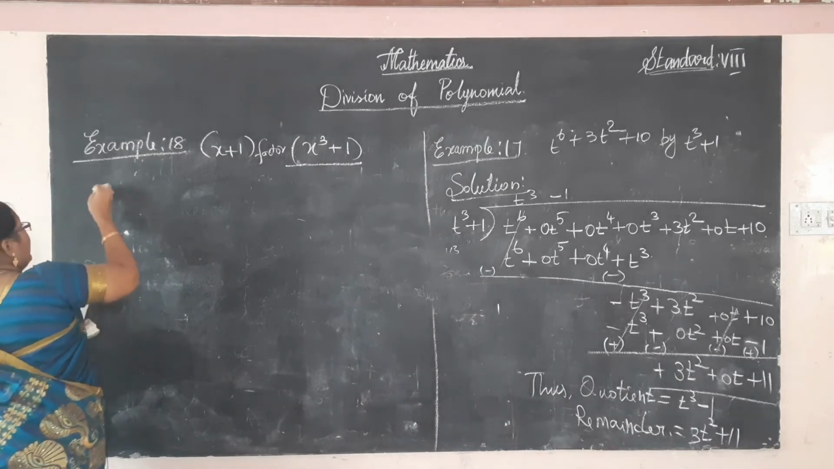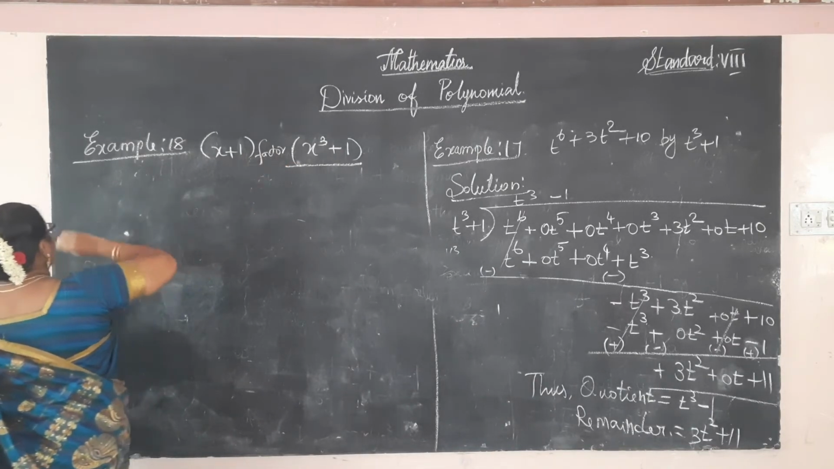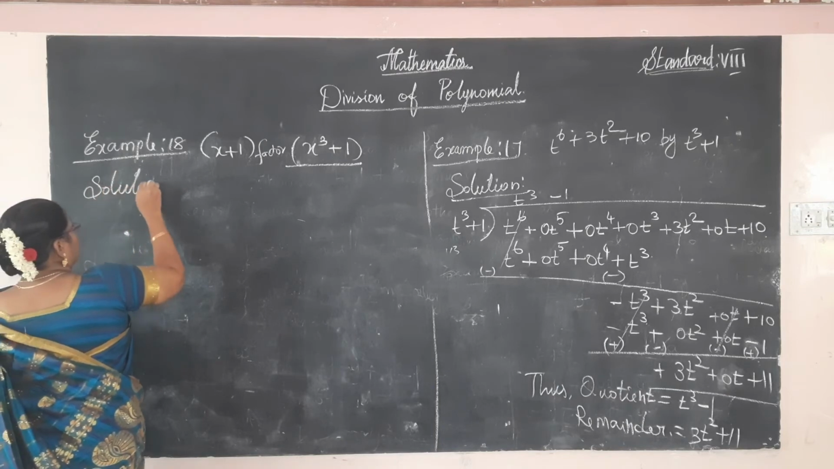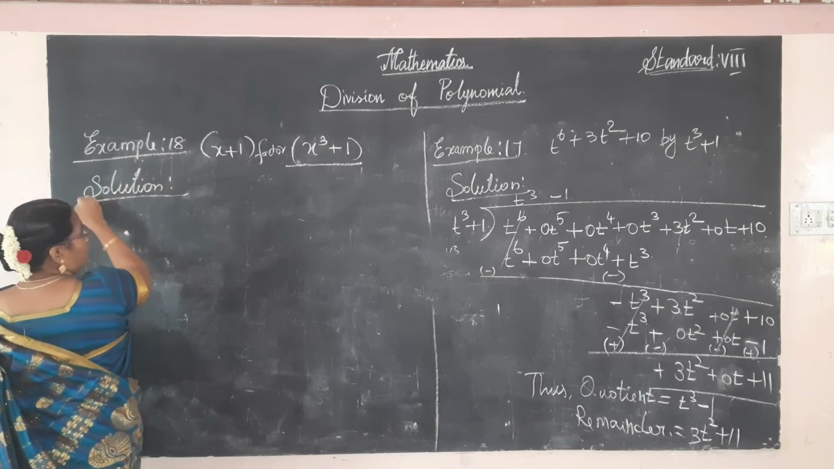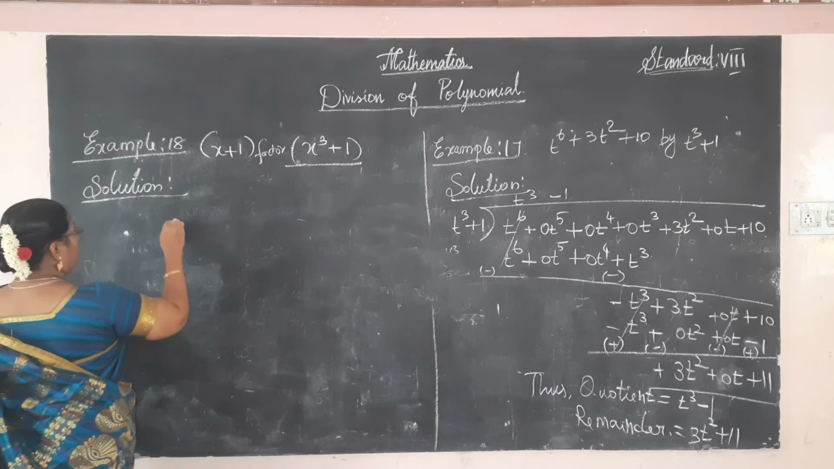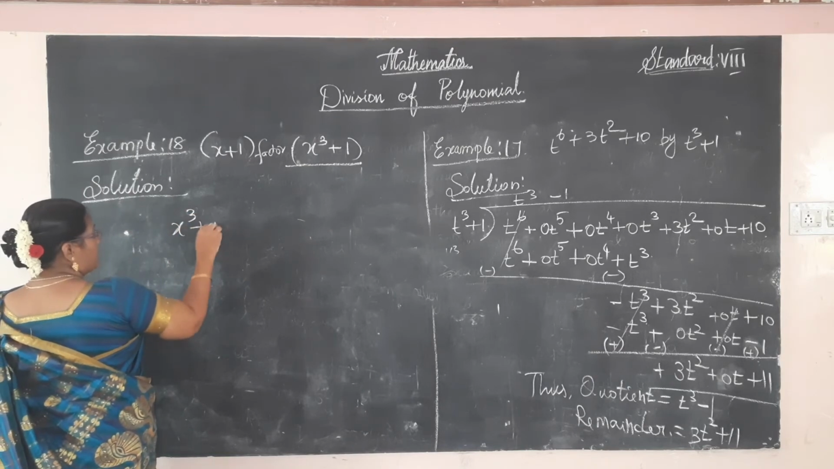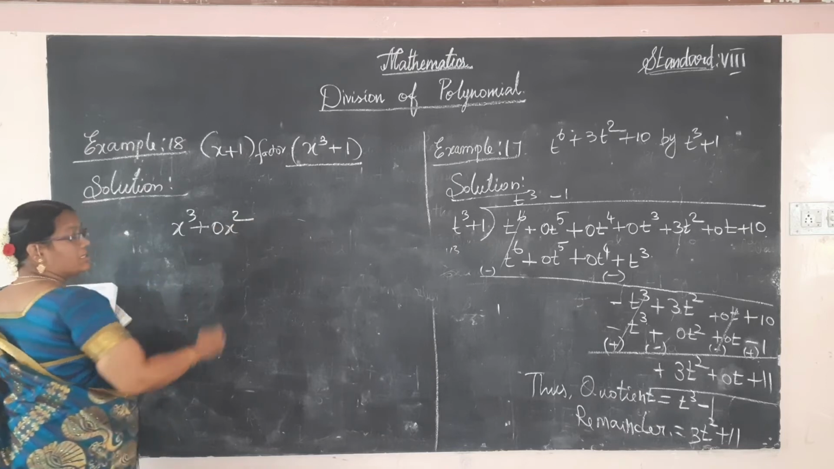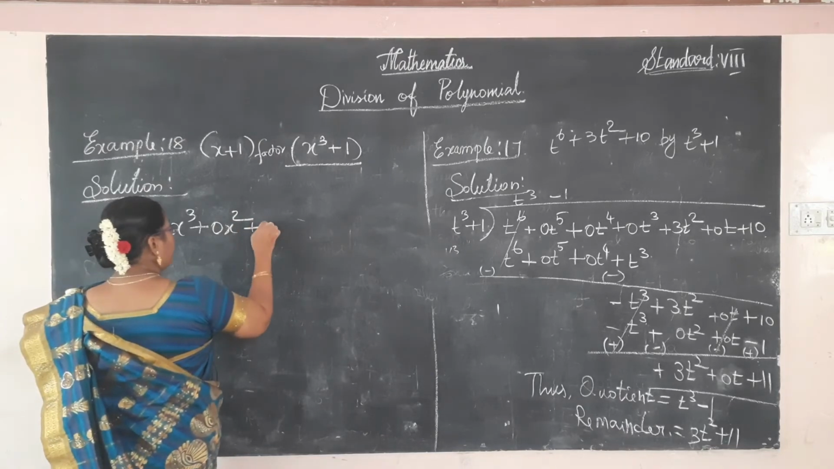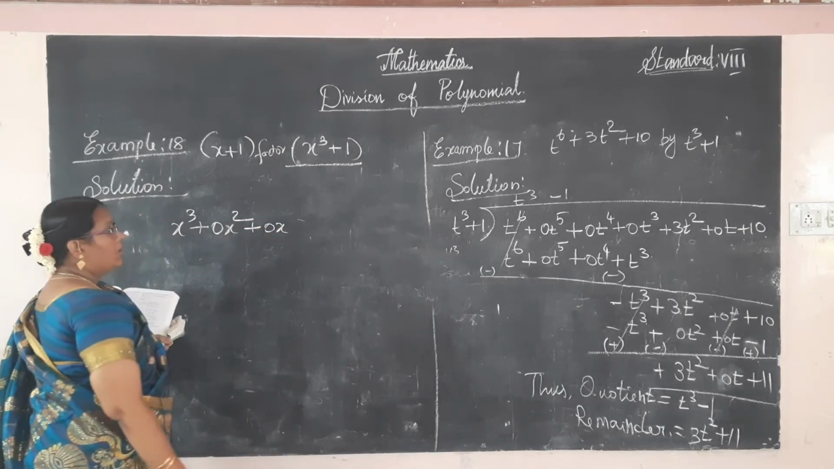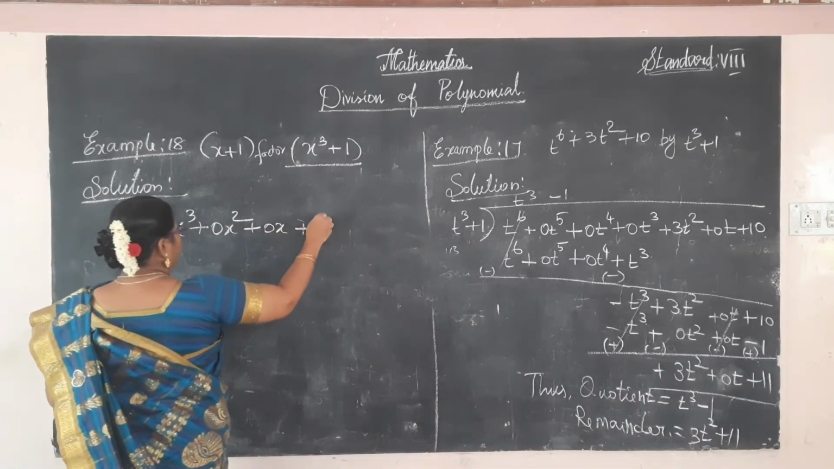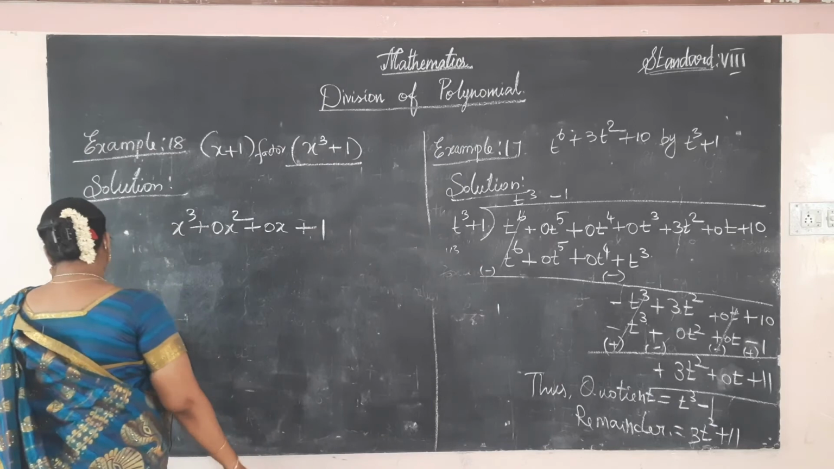So first write it in expanded form, in descending order. So x power 3 plus 0 into x power 2, the next term is also not there, and the next term is also not there, and the final term is the constant term.